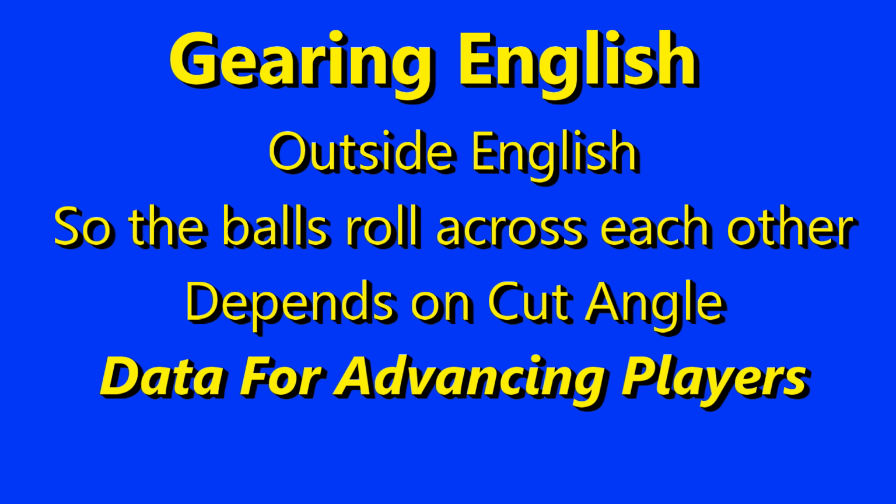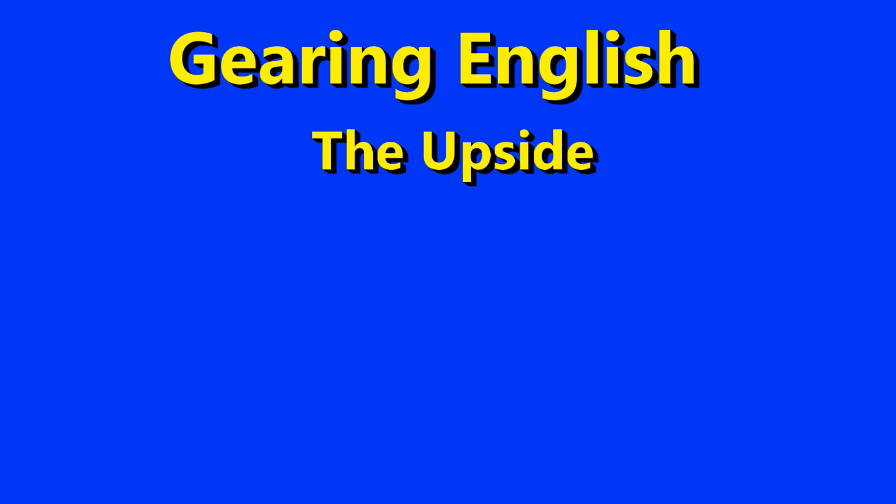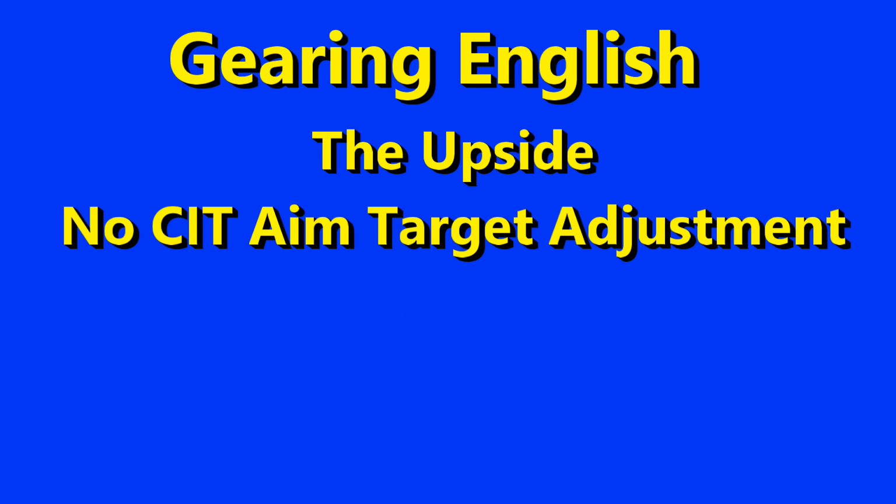So the data for advancing players gives you a table of data indicating the amount of outside spin needed for each of the 16 aim-right cut angles. Those are the angles based on fractional ball hits in 16ths. The bad news is that using side spin introduces complexity in aim because of squirt and swerve, and you need to learn how to adjust for these to hit your target. But the good news is that you don't need to adjust your target at all for CIT.